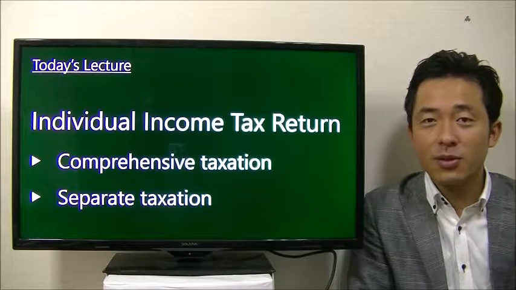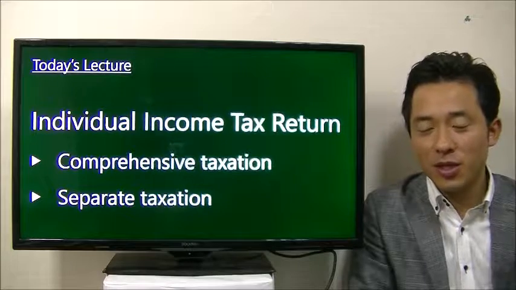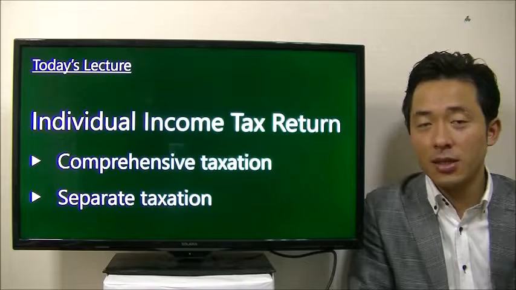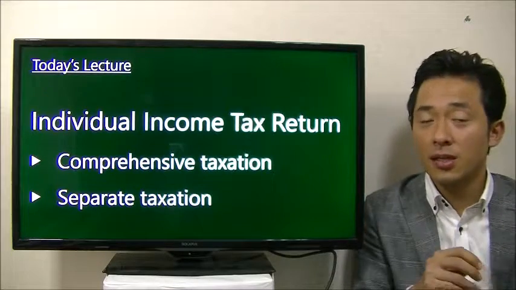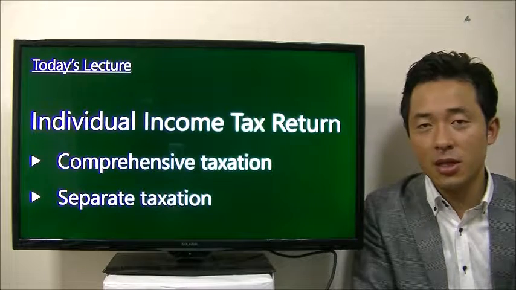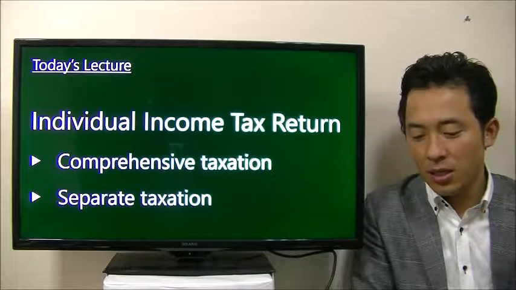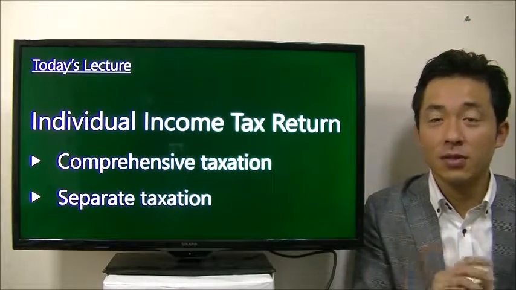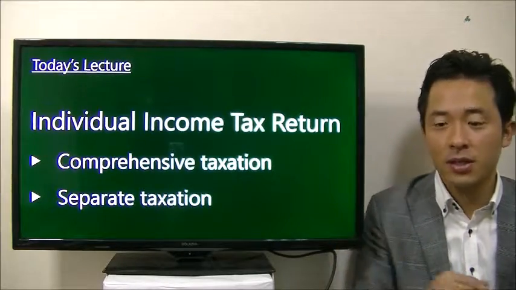Morning, entrepreneurs. Today's lecture is again about your income tax returns. There are many types of income categories in Japan, but they can be separated into two types: comprehensive taxable income and separate taxation income. Those two are very different, and it's really important to know the difference.